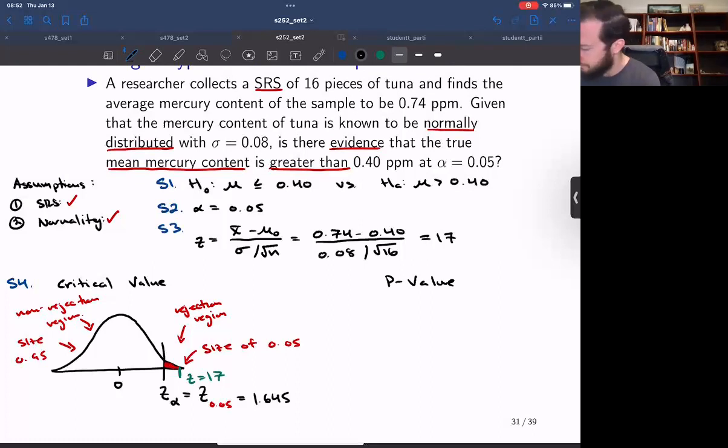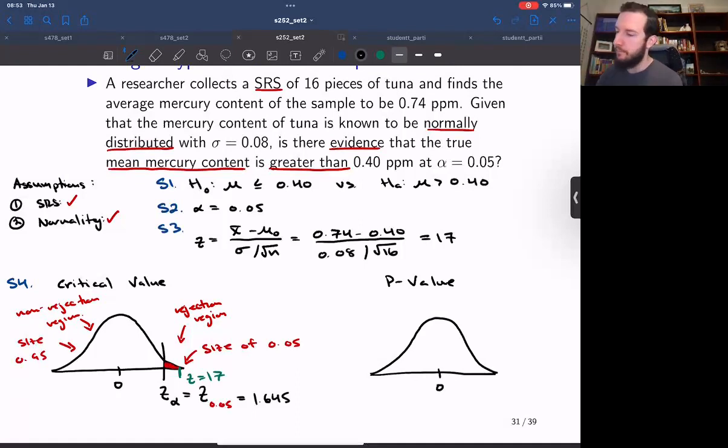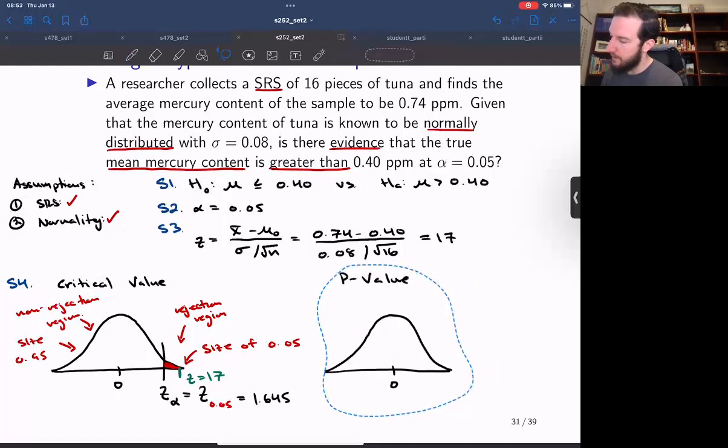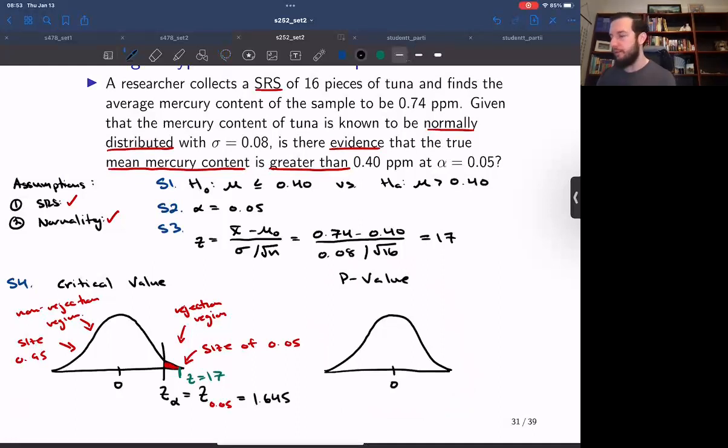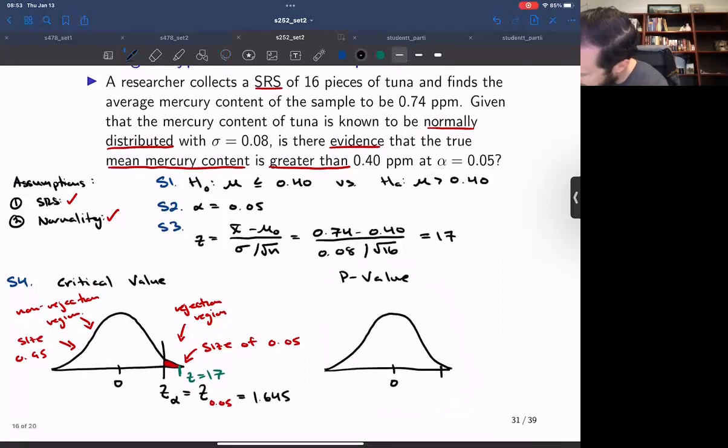All right, p-value. Okay, so the p-value approach starts with the same illustration. So I'm going to start simply by sketching out a standard normal curve. Now the difference here is the way the p-value approach works is you simply take your test statistic and you mark it on the horizontal axis of the curve. So let's say, just so that we can see it clearly, here is my test statistic.